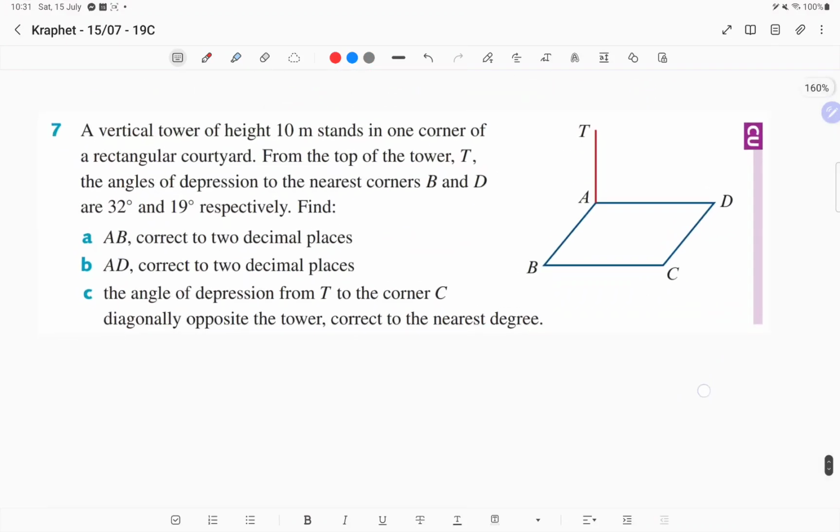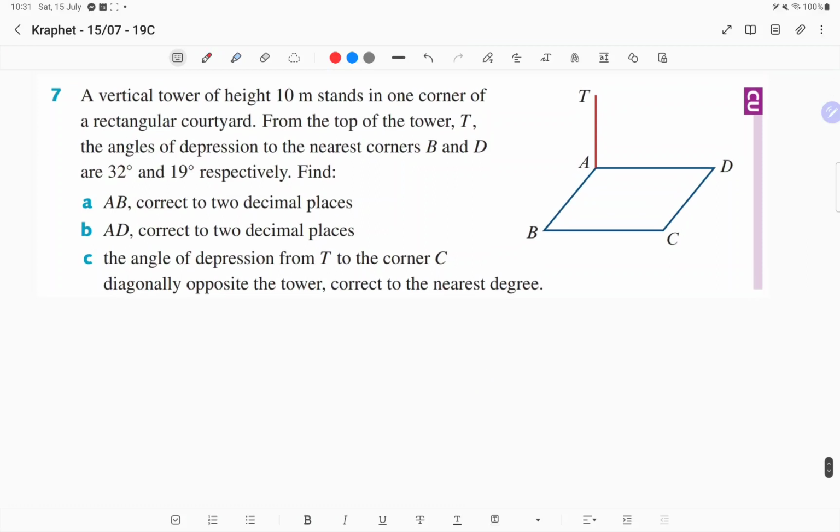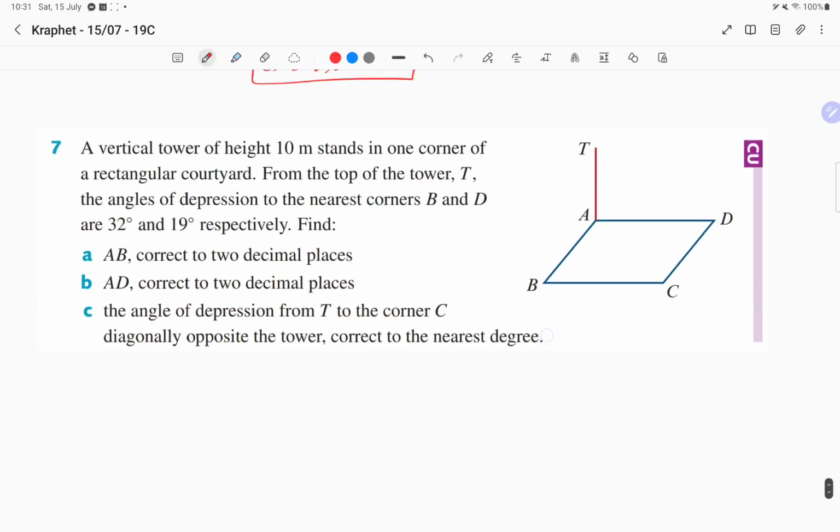Okay, last questions on trigonometry, complex unfamiliar in unit 9 here. Vertical tower height 10 meters standing on one corner. From the top T, the angle of depression to the nearest corner B and D is 32 and 19. Again, it's a bit hard to see all of this, so I will draw the basic questions here. And then the last question is the angle of depression from T to the corner C. The reason why I'm scanning is because if I draw TB, I'm sure there will be TC, right? Like surely if they give you a point C, there must be a TC there, angle of elevation.